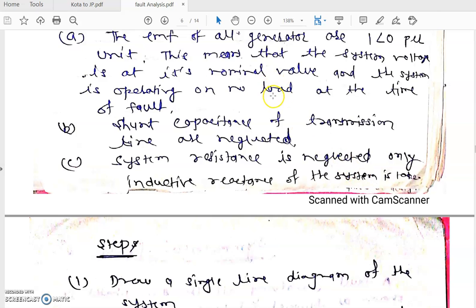Shunt capacitance is neglected and shunt resistance is also neglected. Only the inductive reactance of the system is taken into account. Very simple assumptions are there. We make the voltage level of all generators 1 angle 0, and we only select the inductive reactance of the system, and we neglect the resistive or capacitive reactances.